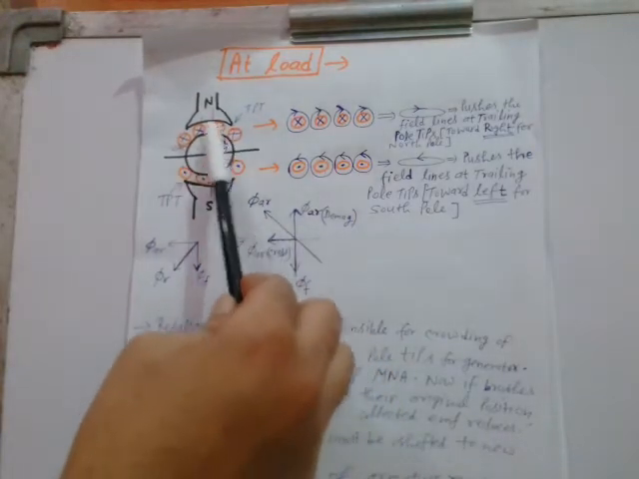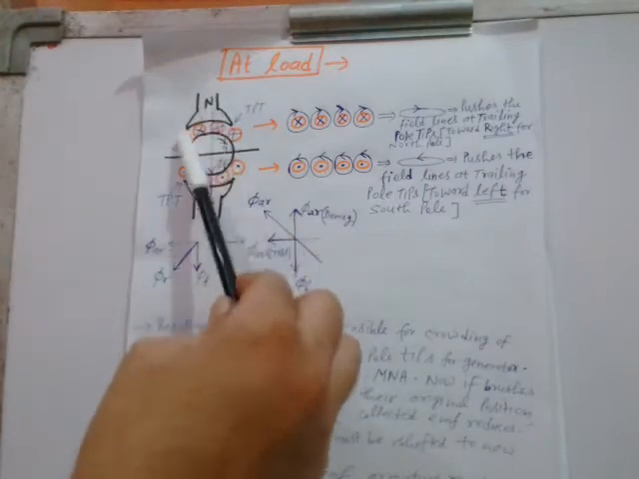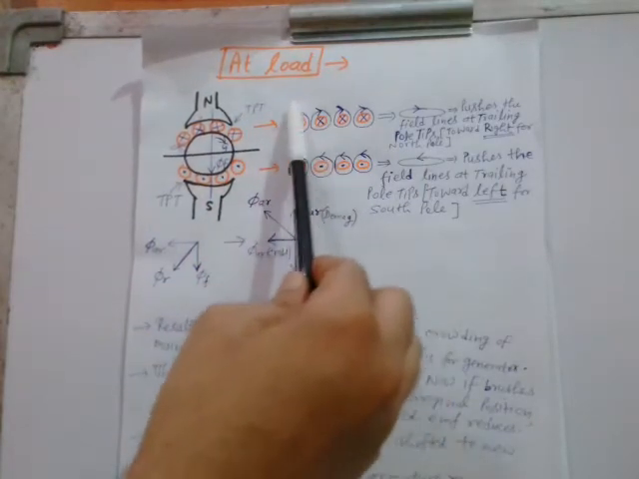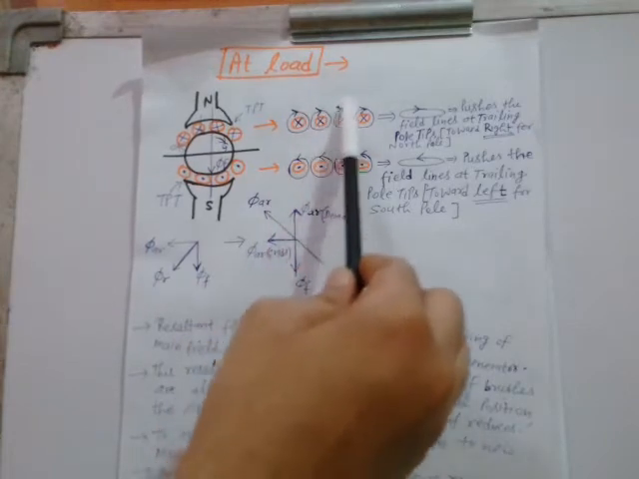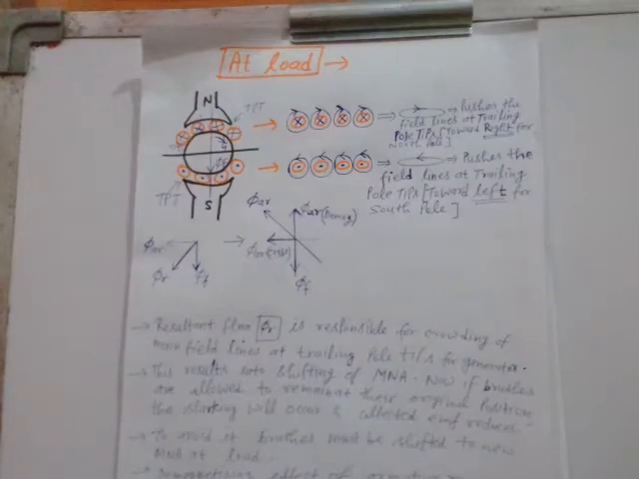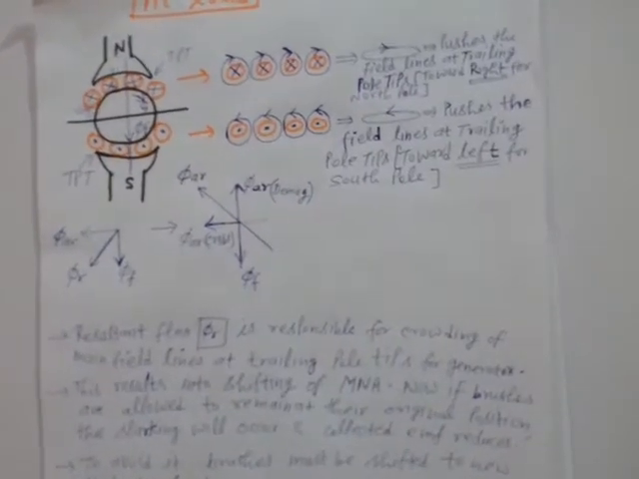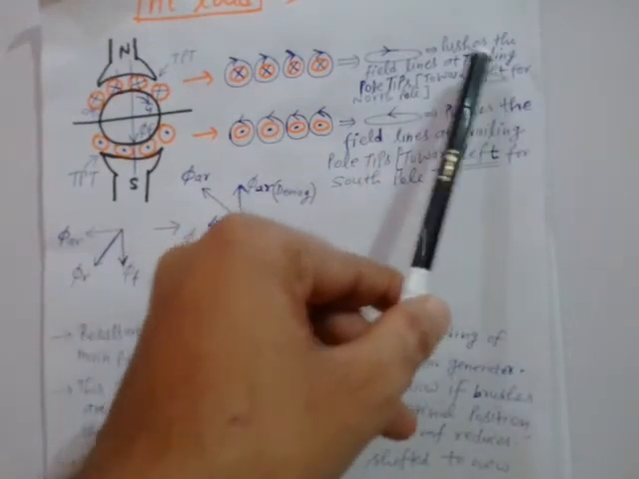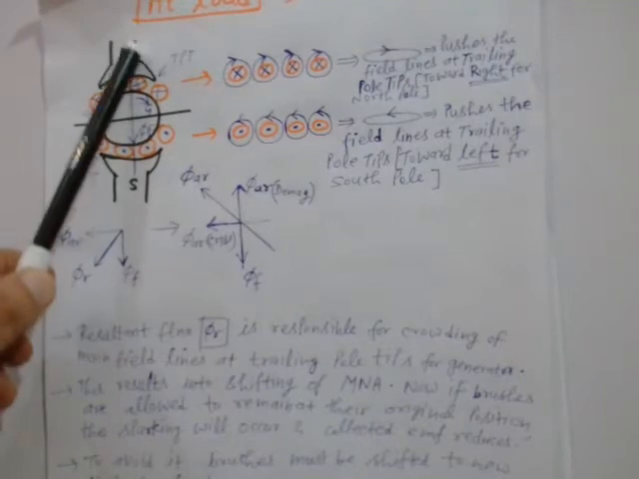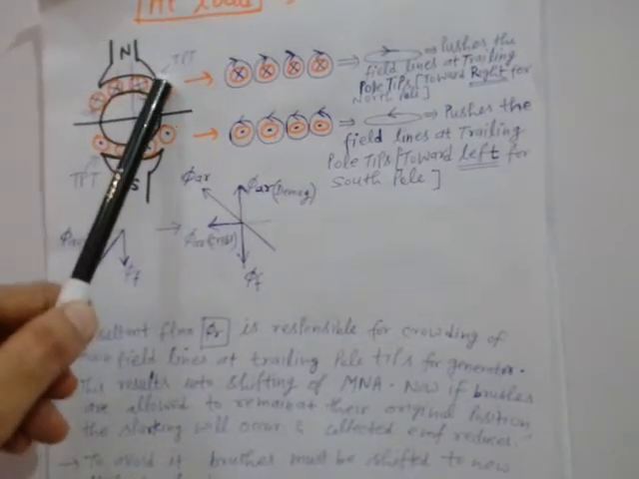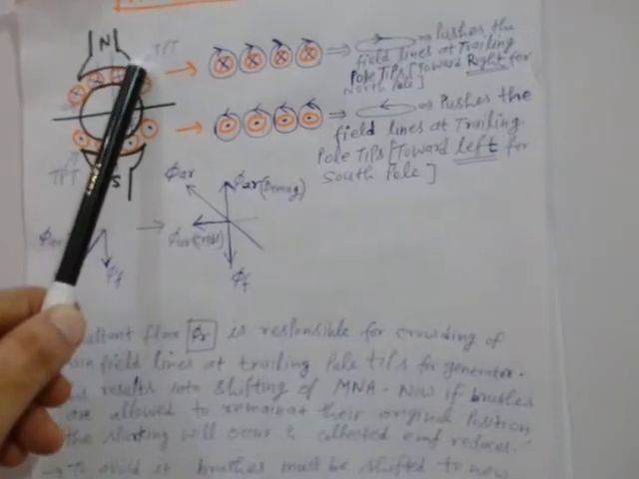All the armature coils which are under the influence of south have cross polarity, and consequently they will produce a flux in the clockwise direction like this. Hence they will push the main field lines at the trailing pole tips, that means towards the rightmost point of this north. This is the trailing pole tip.